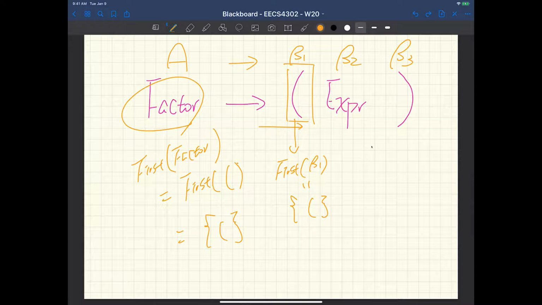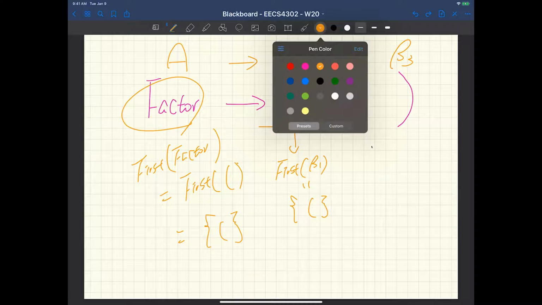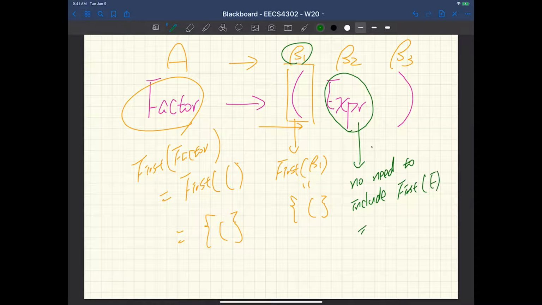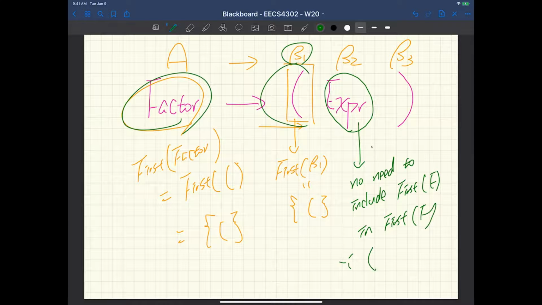The beta 2? Here we don't really have to consider beta 2, because beta 1 is not nullable. So there's no need to include the first set of expression in the first of factor. That's factor 1 we're talking about, because this one here is not nullable. It kind of blocks it, right?